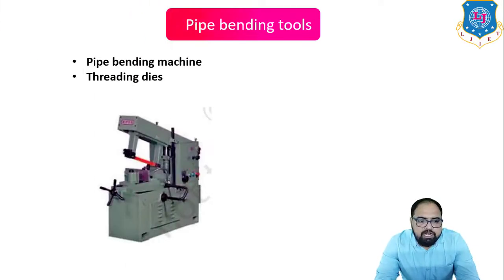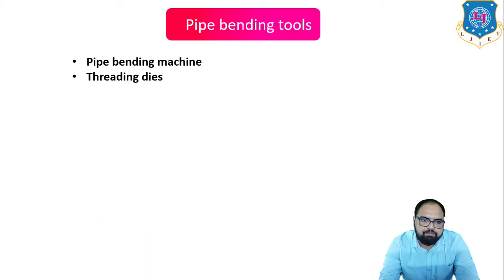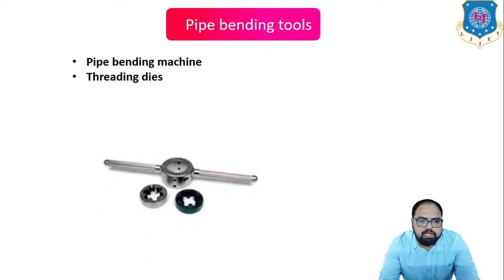The next is the threading dies. Threading is crucial for joining pipes and fixtures effectively. A threading die is used for making thread in a pipe where it is to be joined with another pipe or fixtures. This is the image of the threading dies.